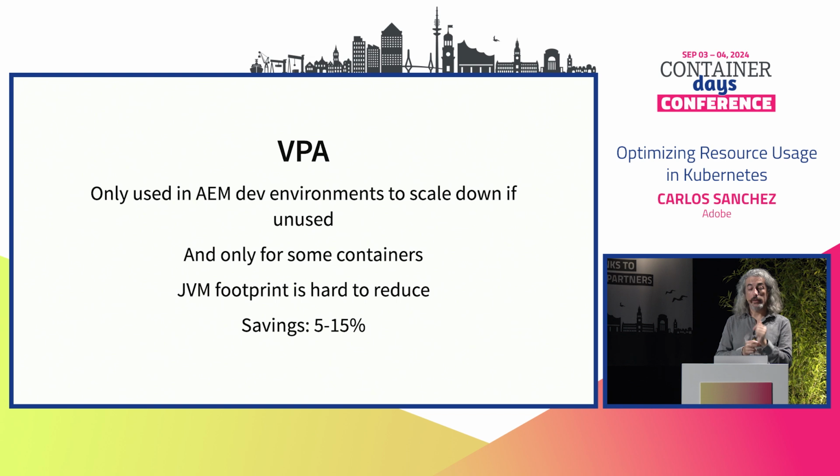And in the Java case, the JVM footprint is also hard to reduce, right? The Java use case is when the JVM starts, it grabs all the memory that you set the heap size to. Kubernetes doesn't know anything about how much memory is actually used in the heap because the Java process grabs it all. So that's what makes Java particularly hard. And they save us like 5%, 15%, something like that.